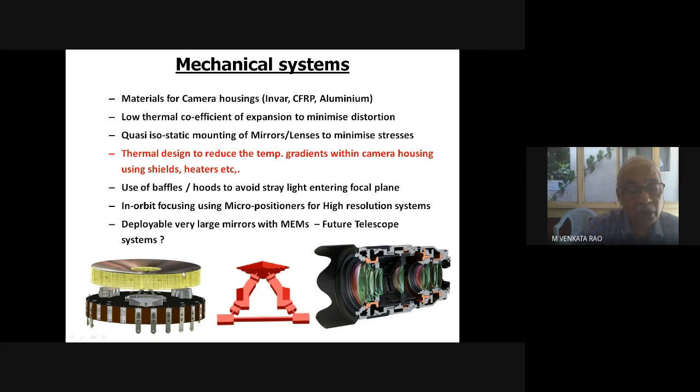Okay, with some pockets, and this mirror is mounted on this quasi-static mounting. Okay, something like this. They are bonded, so that the stresses won't come on the mirror. This itself will take that stress. These mounts will take both the mechanical and thermal stresses in the mirror.